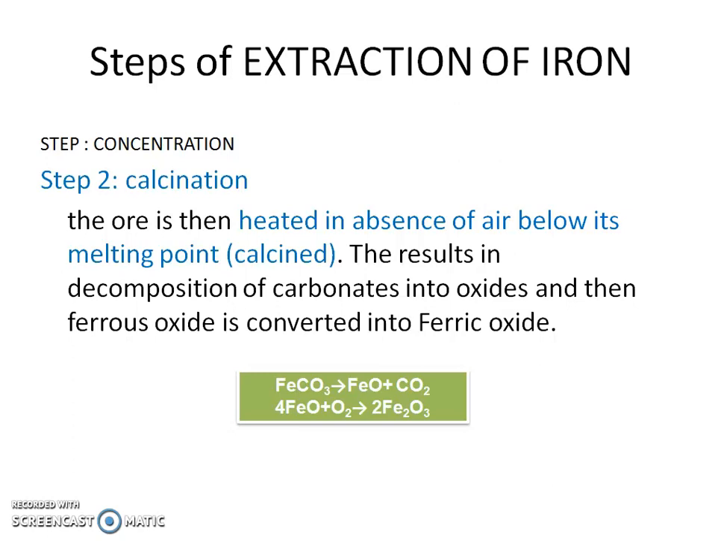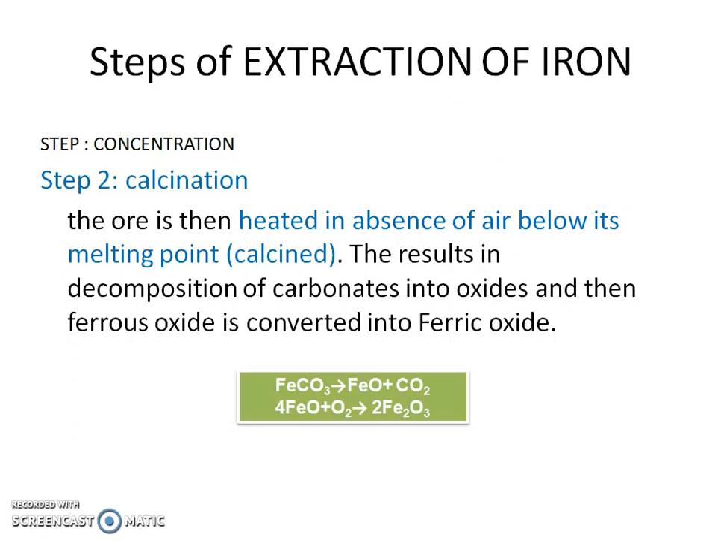We have already discussed what calcination is. Here in the extraction of iron, calcination is used because some impurities like iron carbonate are also there. So calcination is used to remove the moisture and any other volatile component at very high temperature below its melting point, and for the decomposition of carbonates into oxide.